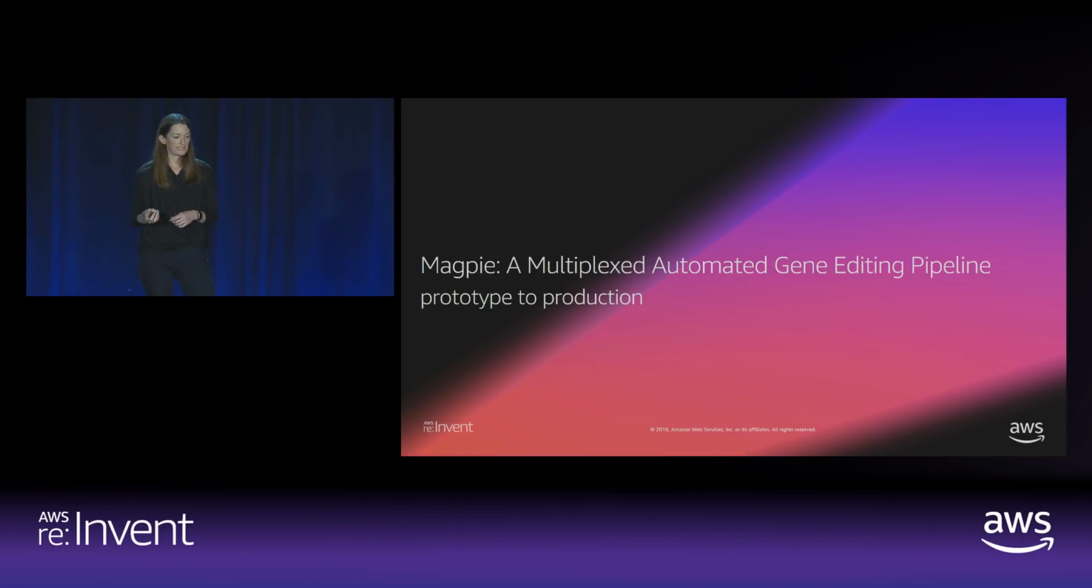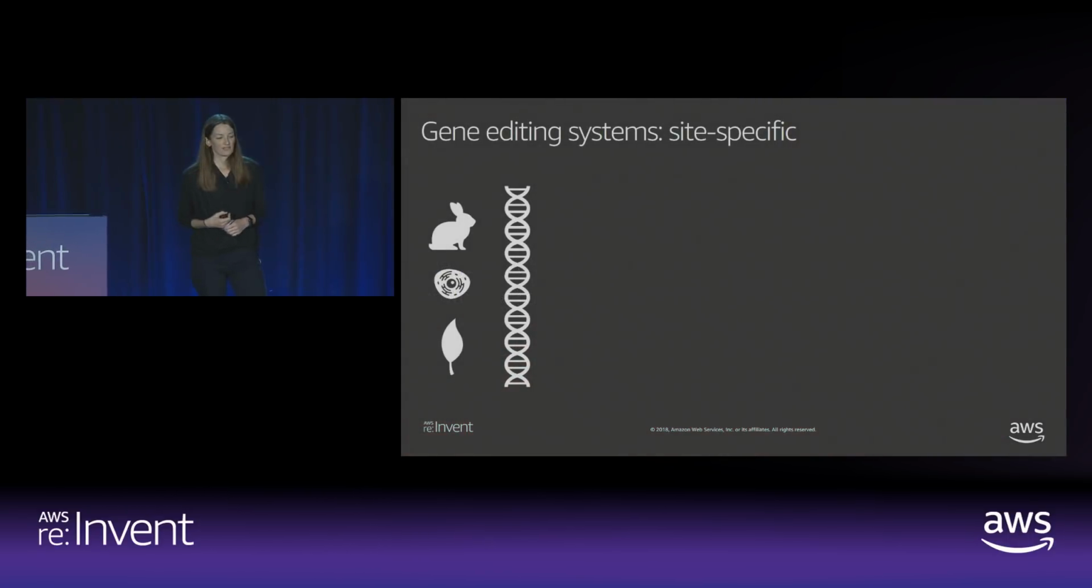The one I'm going to really dig into here is called Magpie. And that is short for a multiplexed automated gene editing pipeline. I'm going to talk about our implementation of Magpie with Fargate from prototype to production. Also going to give a little bit of background on what Magpie is doing. It's analyzing data that the researchers are generating from performing gene editing experiments.